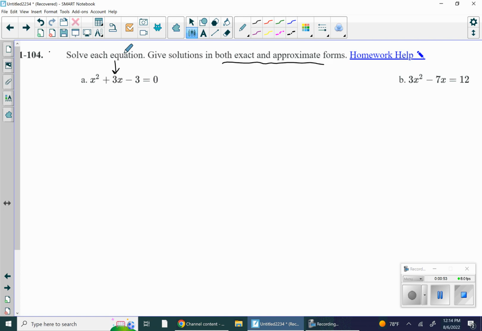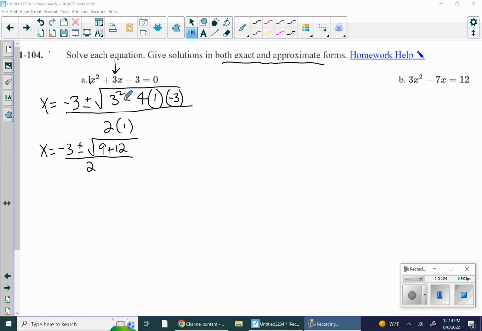You do need to memorize this. All right, so x equals -b. -b is the opposite of 3 plus or minus the square root, b squared minus 4 times a, which is 1, times c, which is -3, all over 2a, 2 times 1, okay? And at this point, it's an order of operations problem, and you do need to be very careful with your negatives and your square roots and all that good stuff. So when we take 3 squared, we get 9, and -4 times 1 times -3 is +12.